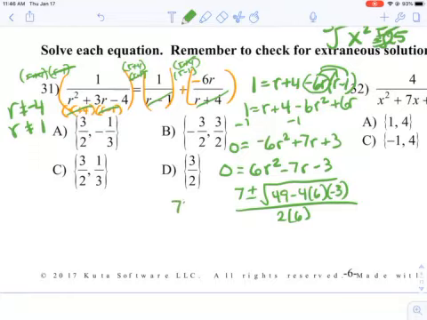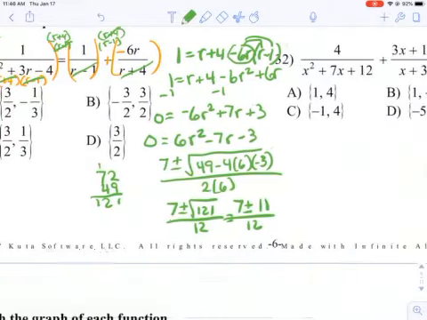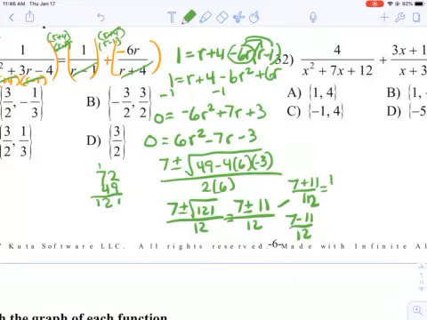So 72 and 49. 121, so 7 plus or minus the square root of 121 over 12 is equal to 7 plus or minus 11 over 12, which is 7 plus 11 over 12, 7 minus 11 over 12. 18 over 12, 3 over 2, negative 4 over 12, negative 1/3.